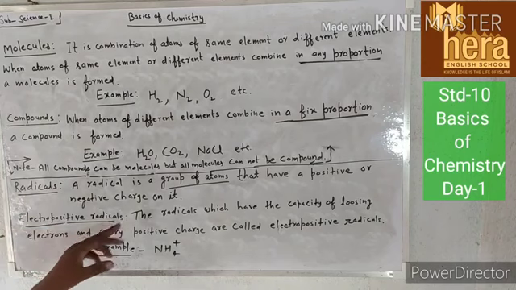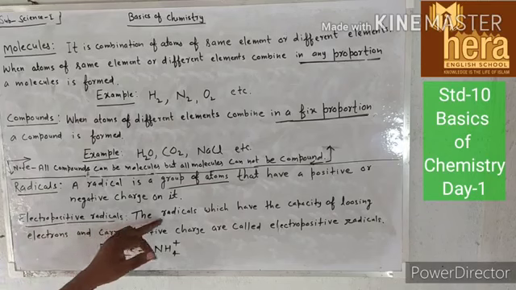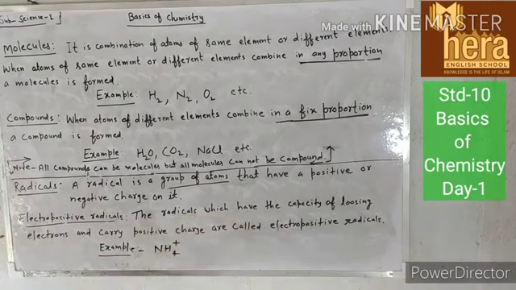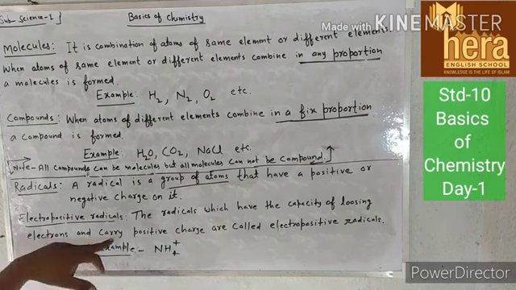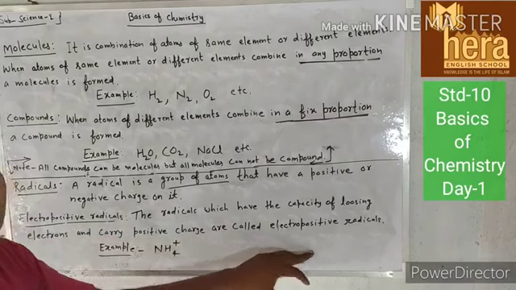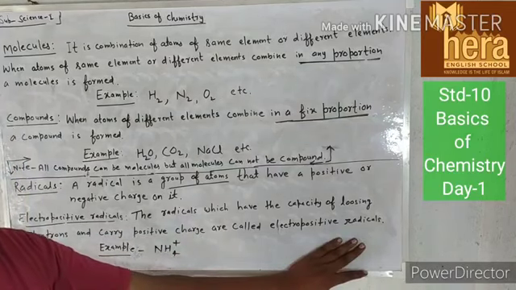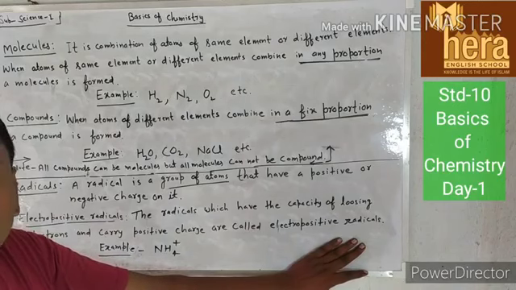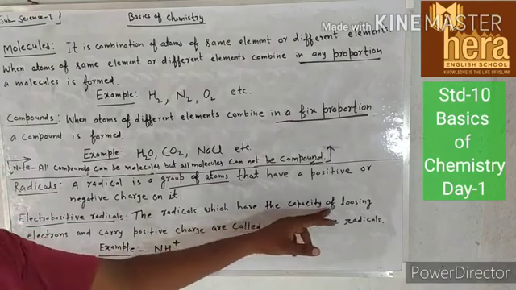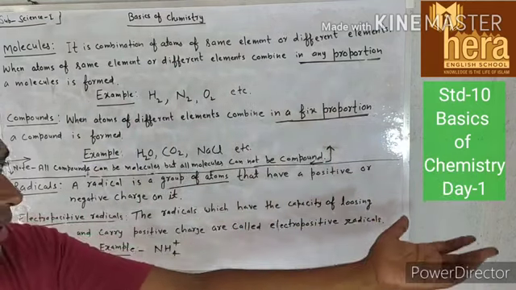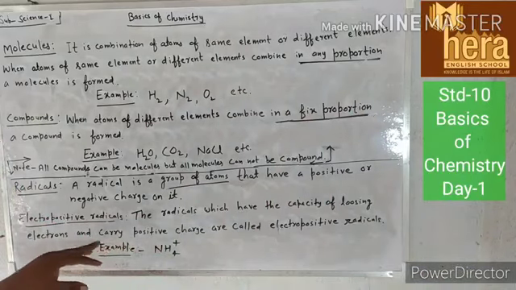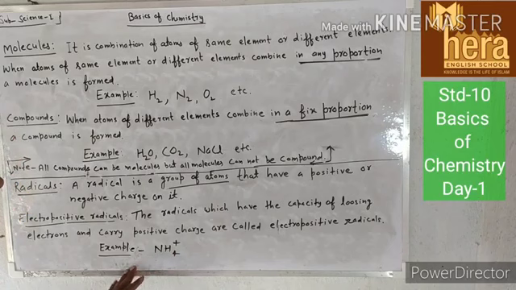electropositive radicals and electronegative radicals. Electropositive radicals are the radicals which have the capacity of losing electrons. They can lose electrons and carry a positive charge. It means electropositive radicals have the capacity of losing electrons, so they can give electrons to some different atoms, and they carry a positive charge. Example: NH4, ammonium.